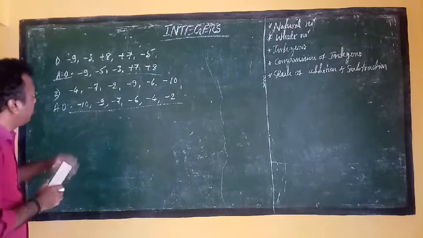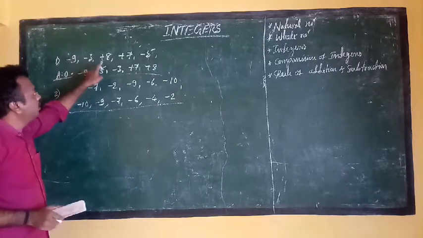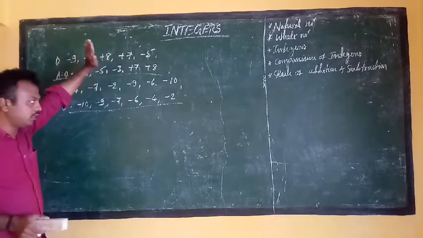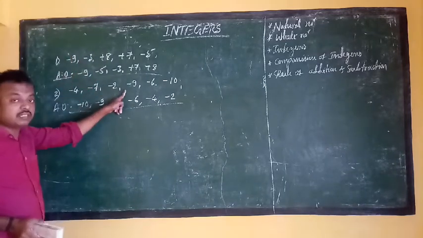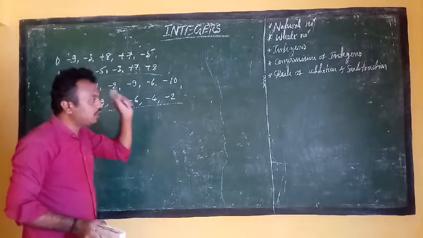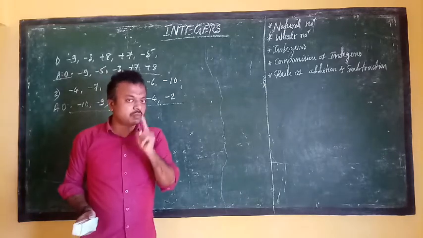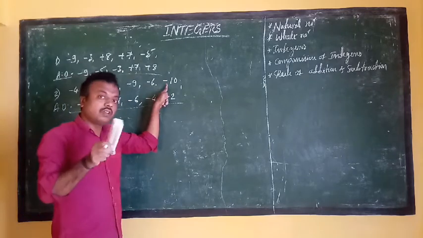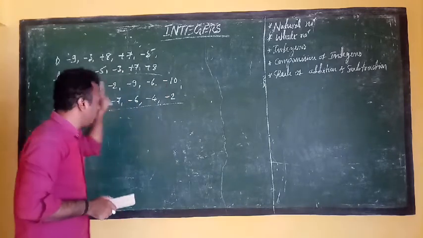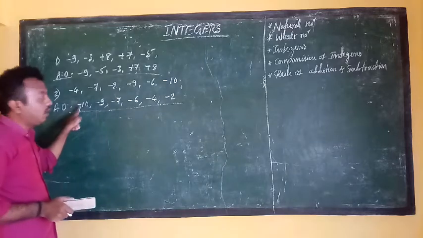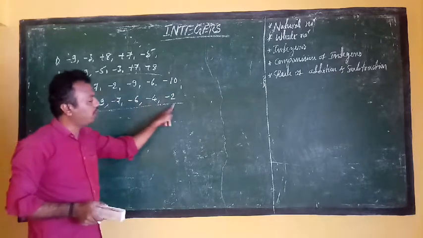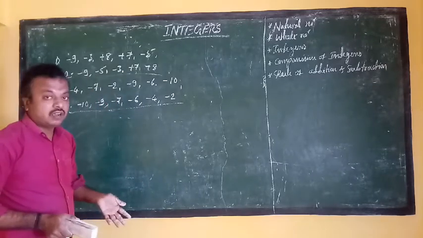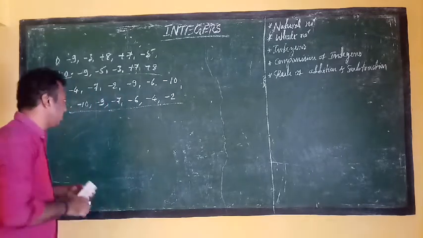Got it? So if plus and minus are given, first consider the negative integers, then go to the positive integers. But when negative integers are given, be careful. The greatest negative value is the smallest value. Here -10 is the greatest negativity, therefore -10 is the smallest value. That's why I write -10 first, then -9, -7, -6, -4 and -2. Understand? So like this we should compare integers. Okay. Next.